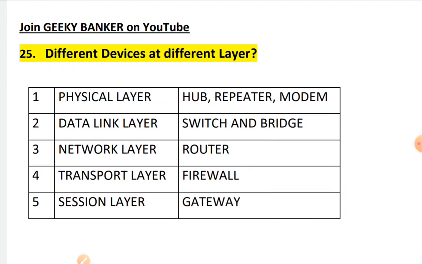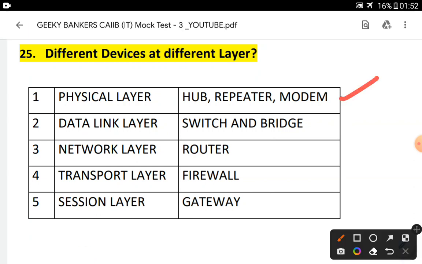Different devices at different layers. At the physical layer, hub, repeater and modem are used. At the data link layer, switch and bridge are used. At the network layer, router is used. At the transport layer, firewall is used. At the session layer, gateway is used.